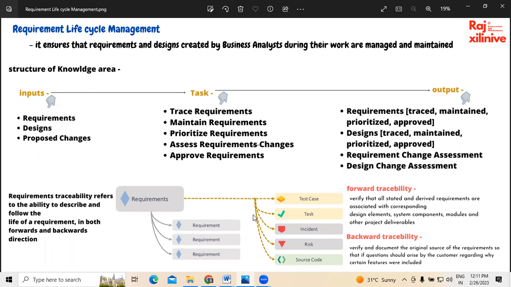Backward traceability means test cases to use cases. Both should be equal. Whatever the use case taken, the same thing has to be implemented as a test case, and you have to get a result called success. Accepted, pass. If it was not the case, there are some defects identified.